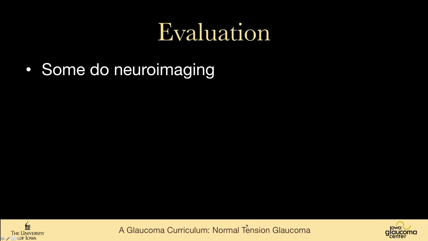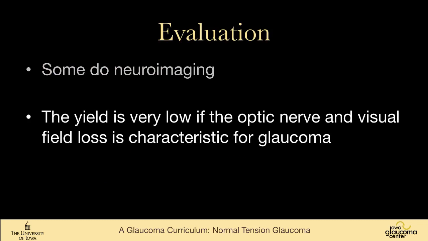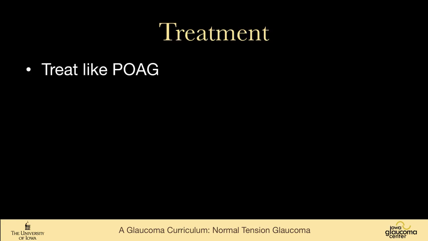Some people will do neuroimaging for patients who have normal tension glaucoma. I find that this is very low yield for people who have disease that looks exactly like glaucoma. Certainly if the visual field loss doesn't fit the optic nerves, or someone has field loss that's far beyond the amount of cupping or doesn't match the cupping, then it would be reasonable to consider neuroimaging. But for somebody whose nerve looks exactly like glaucoma with a notch and a glaucomatous visual field defect, I don't find this to be particularly cost beneficial.